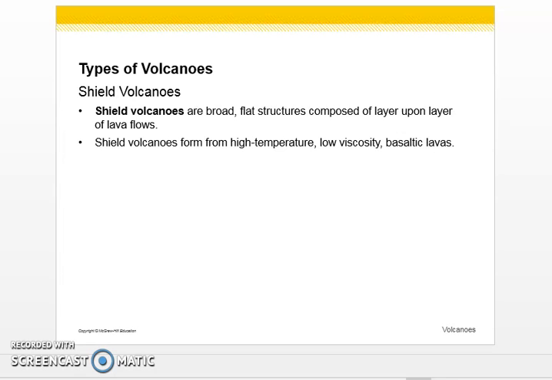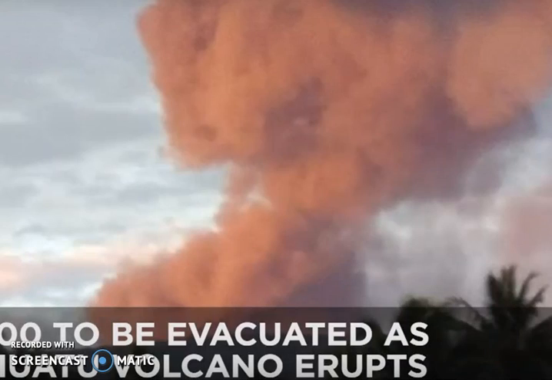Shield volcanoes are broad, flat structures composed of layer upon layer of lava flows. Shield volcanoes form from high temperature, low viscosity basaltic lavas. Now, if you have not made yourself learn viscosity and what it is to be low or high viscosity, you are not going to do very well on the test. And here's why. It's centralized around everything. And viscosity is going to follow us probably the rest of the year.